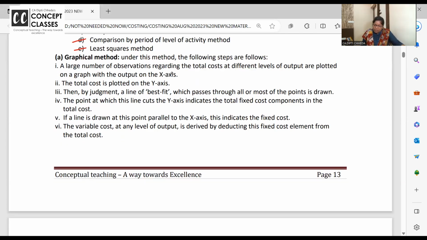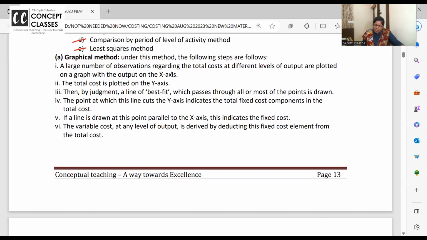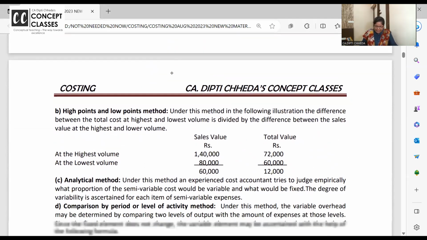Under this method, following steps: a large number of observations are there, with total cost at different levels of output. Total cost is plotted on the y-axis and output on the x-axis. And then it all fits. You read it, I think it's simple, you will get it.